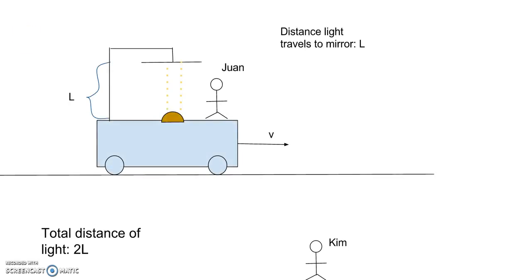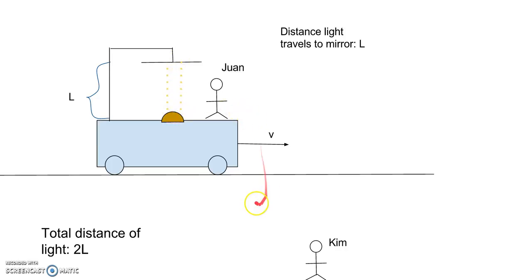Well, let's say you have a guy named Juan. Juan stands on this cart, which moves at a constant velocity v. On this cart there's a light clock, which is a mirror hanging directly above a light source. For every tick, a light beam is shot up, reflected by the mirror, and returns back down.